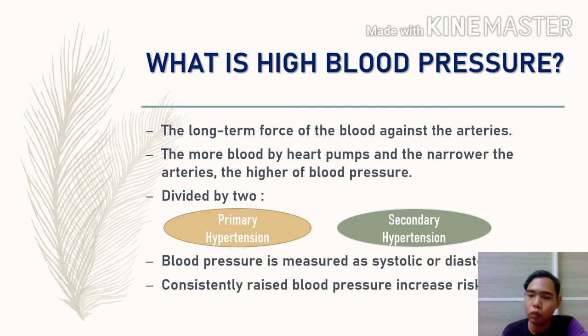It is divided into two types: primary hypertension and secondary hypertension. Primary hypertension is for most adults, because there is no identifiable cause of the high blood pressure. And secondary hypertension is where some people have high blood pressure caused by an underlying condition. Blood pressure is measured by the systolic and diastolic. Systolic is the peak of blood pressure and diastolic is the lower blood pressure. If blood pressure is consistently raised, we increase the risk of heart disease.